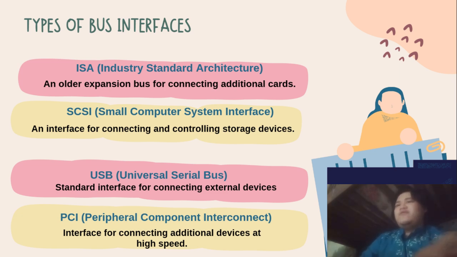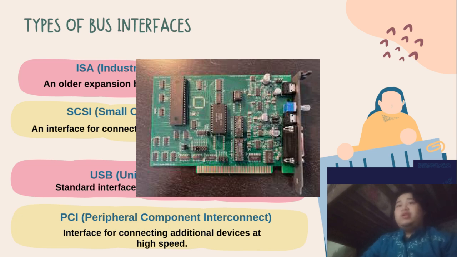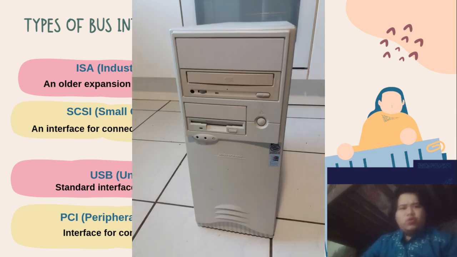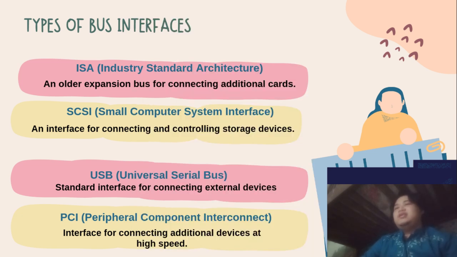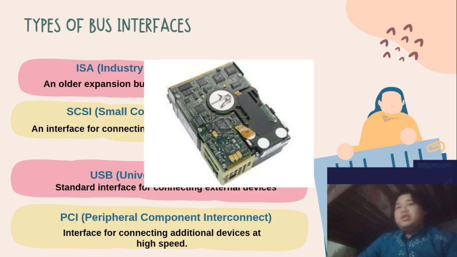ISA stands for Industry Standard Architecture. An example of ISA is your old sound card back in the day when the PC was still a big white cube. And the next is SCSI. SCSI stands for Small Computer System Interface. One SCSI example is your old big Seagate Barracuda SCSI drives.